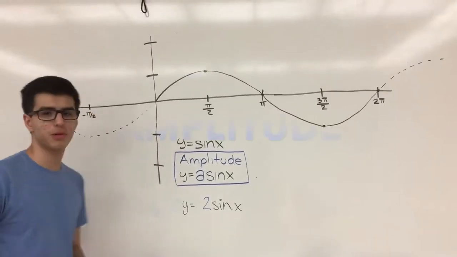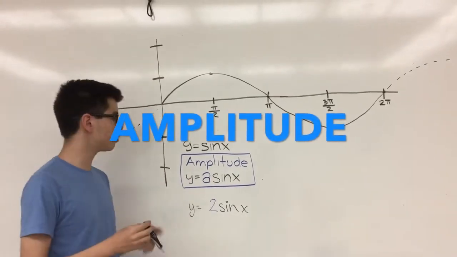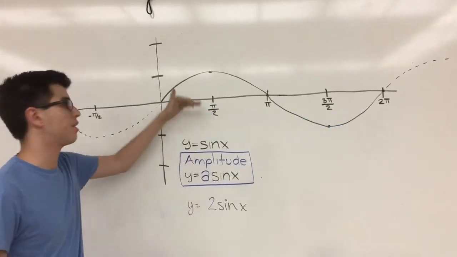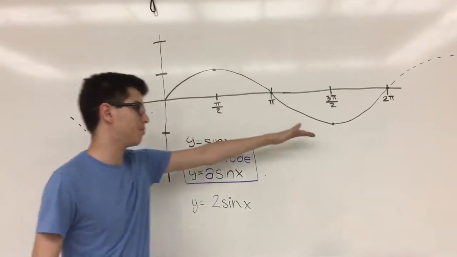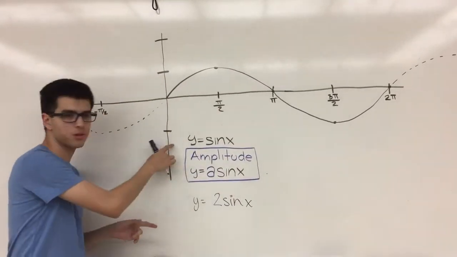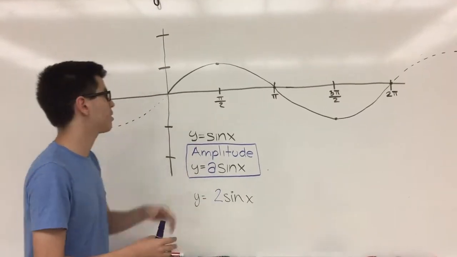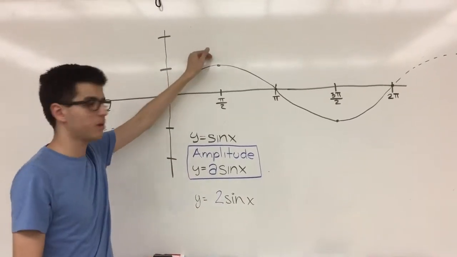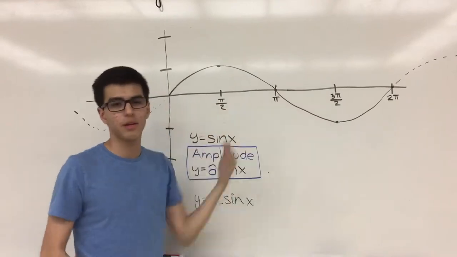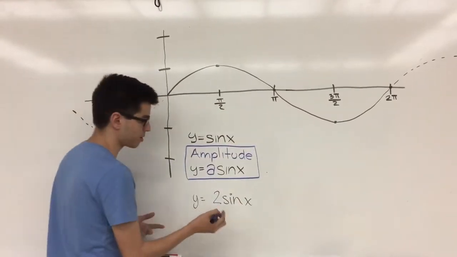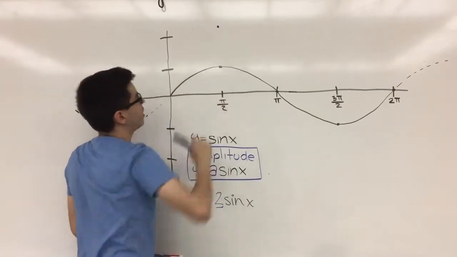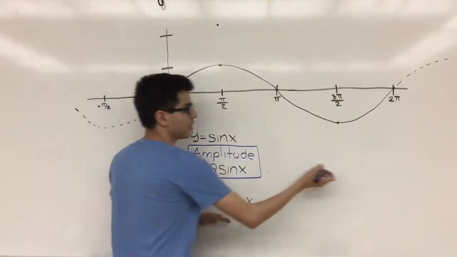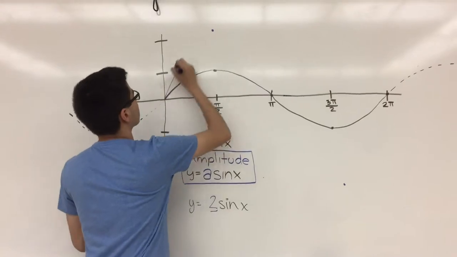So the first element that we will analyze is the amplitude. The amplitude is known as the distance between the center line and the maximum, or the minimum, or it can be seen as the distance between the maximum and the minimum divided by 2. In the parent function, the amplitude is 1 because the distance between the center line and the maximum is 1, and the distance between the center line and the minimum is 1. But if the amplitude is, for example, 2, the maximum will be changed to 2, and the minimum will be changed to negative 2. So the graph will go like this.